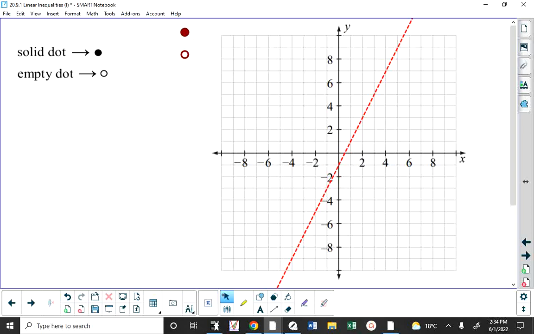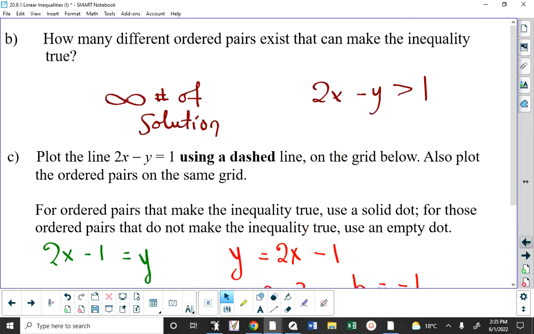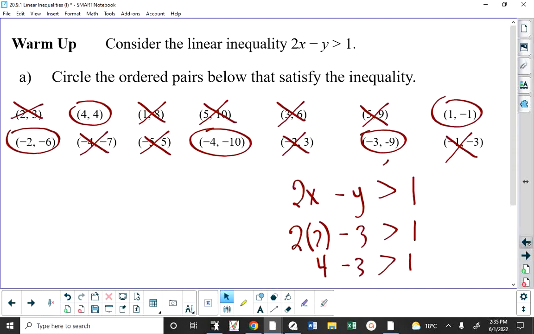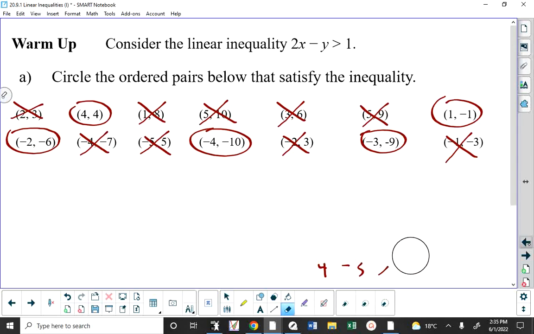I think we're okay with that. Yes? Now what we are asked to do as well is for ordered pairs that make the inequality true, we're going to plot those points, but we're going to use a solid dot. And for ordered pairs that do not make the inequality true, we're going to use an empty dot. So I am going to freeze on my right-hand screen all of this information. This is just for me. You have it right in front of you on your handout, but I need to be able to see it as I show you what's happening here.